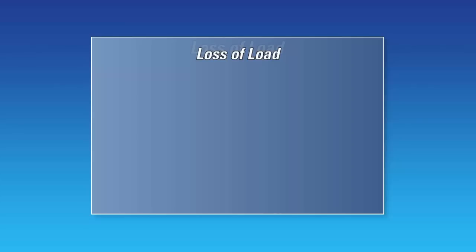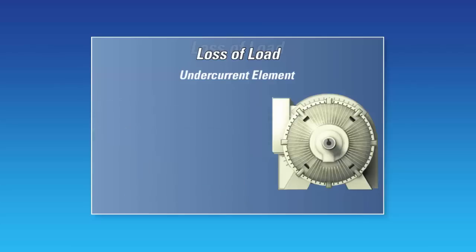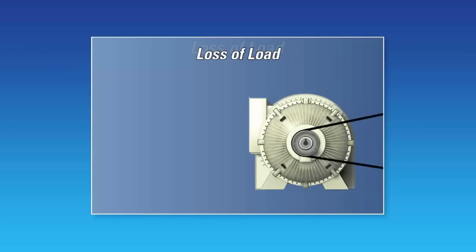Undercurrent or underpower are two ways to detect a loss of load. The undercurrent element can be used to detect a loss or decrease of motor current as a result of the loss of load, such as the loss of suction in a pump application or a broken conveyor belt. The second method of load loss detection is to use the underpower element.